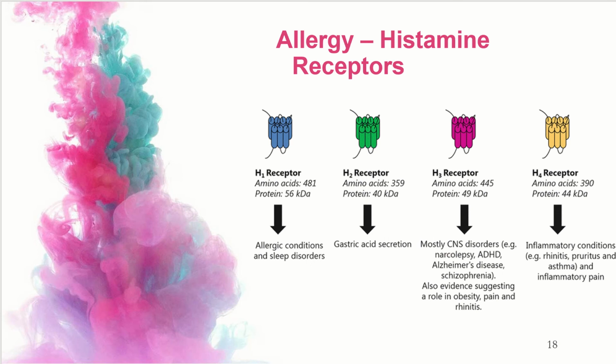All right, so for the allergy histamine receptors, our focus will be on the H1 receptor, because when stimulated it results in allergic conditions and sleep disorders, and to a lesser extent H2 receptors, which result in gastric acid secretion, and to a lesser extent H3 and H4 receptors.